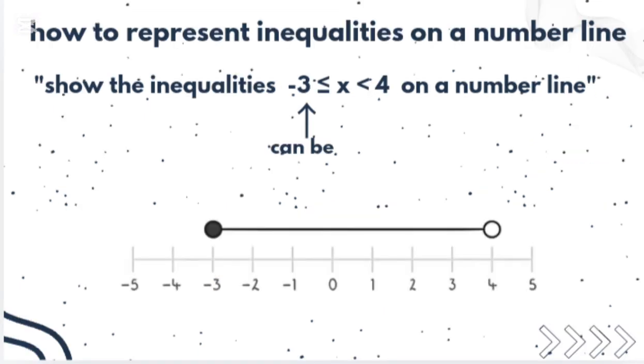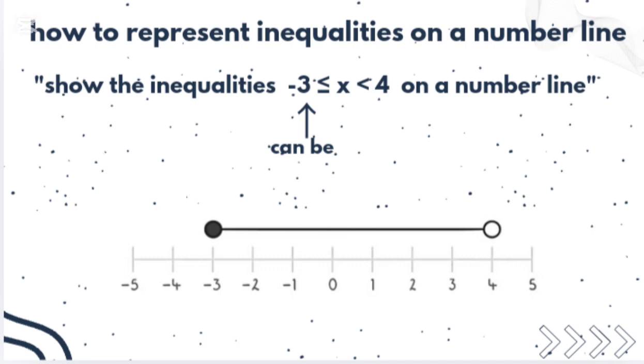How to represent inequalities on a number line? Let's have a go at one more. So for this question, we need to show the inequality -3 is less than or equal to x, which is less than 4, on a number line. So if we draw a number line from -5 to +5, then we can put little circles above the -3 and the 4 and join them up with a line.